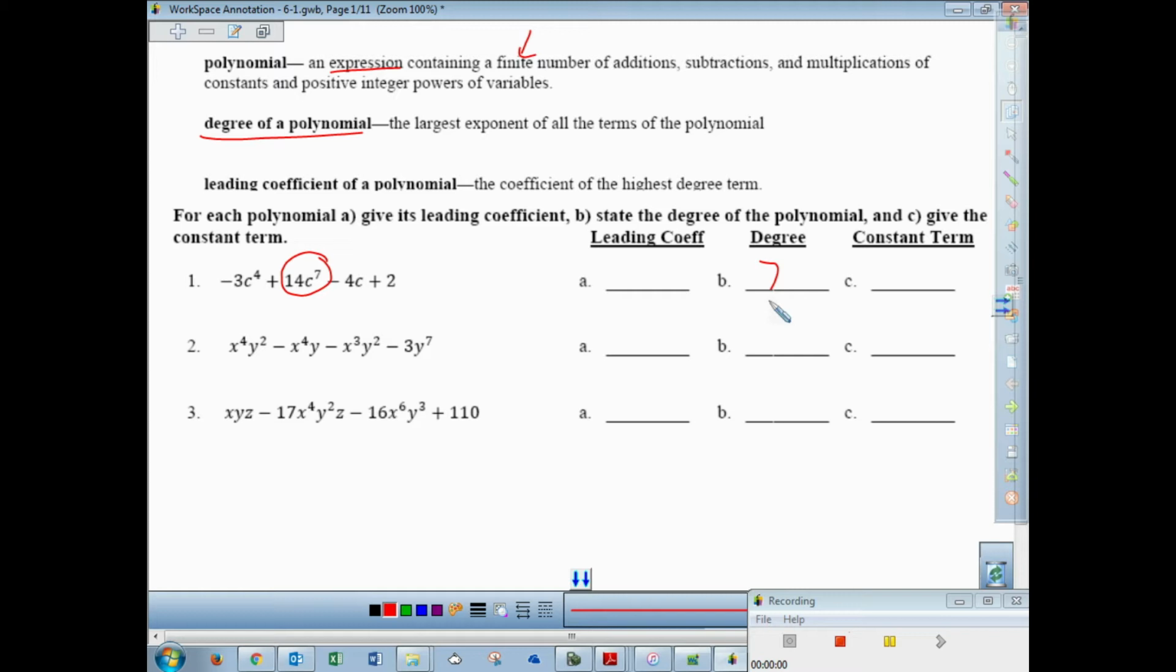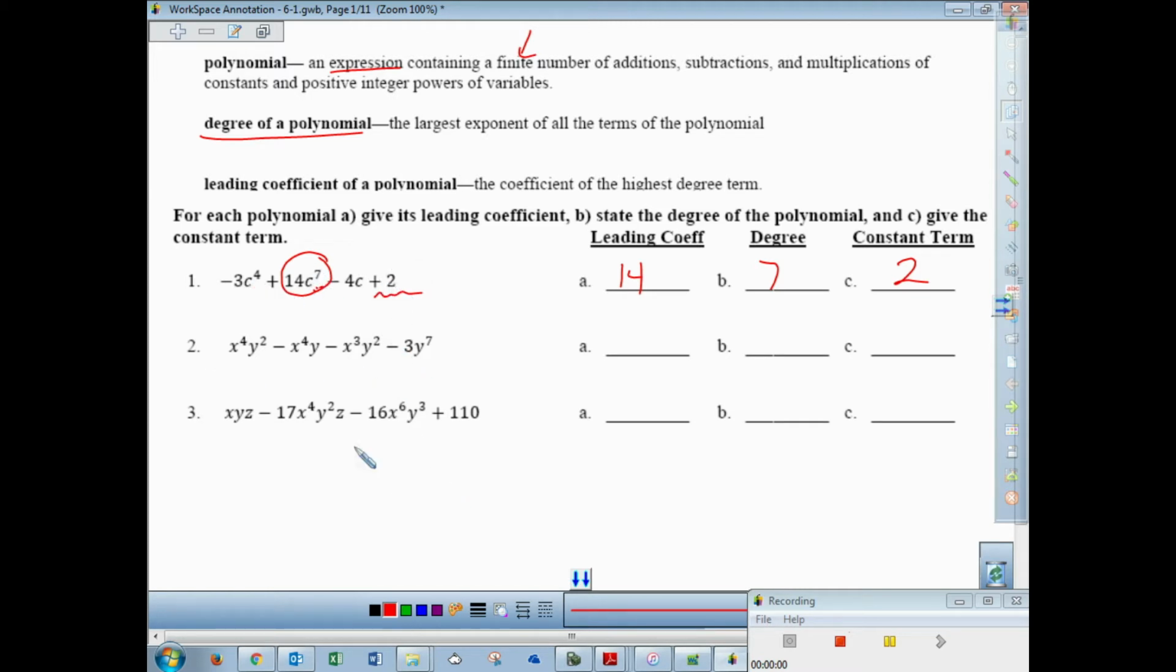This has degree 7. What's the leading coefficient then? It's the coefficient of this term, which is 14. Cool? The constant term means the term without the variable with it. Wouldn't that be him? He's the guy with no variable. So that's a 2. Rock and roll. All of those were in base C, just one variable, nothing but C's, so it's easy to see what the degrees are.